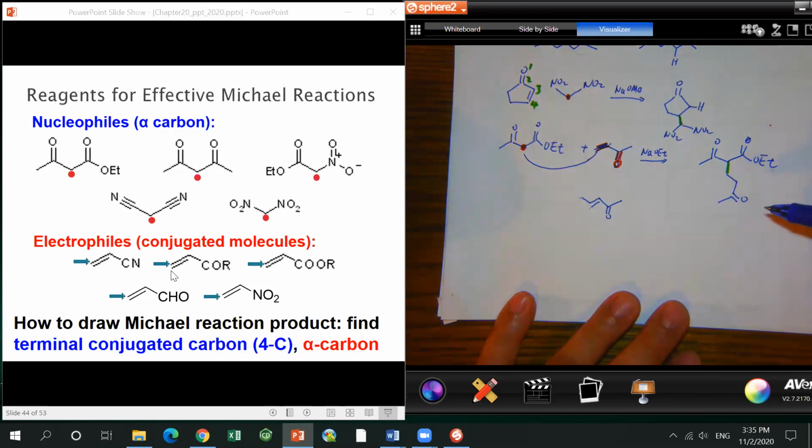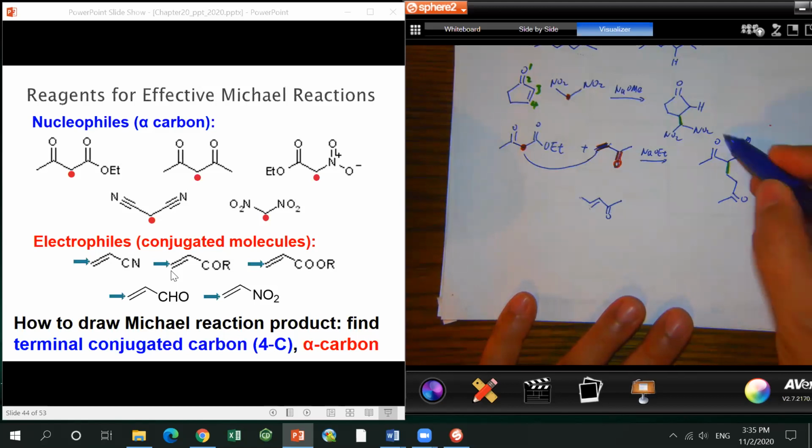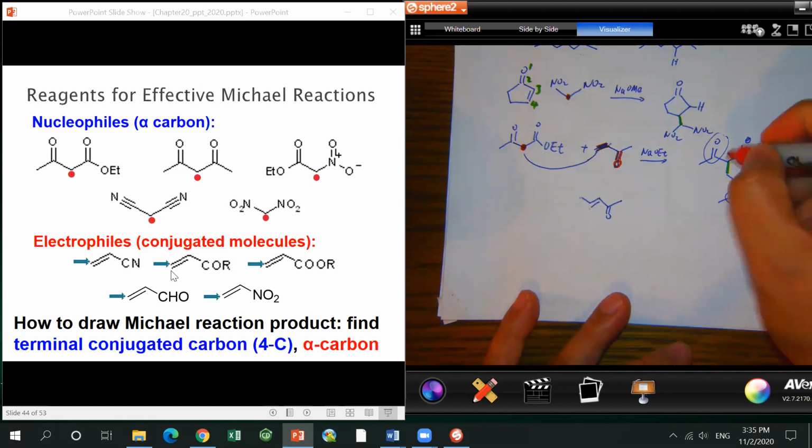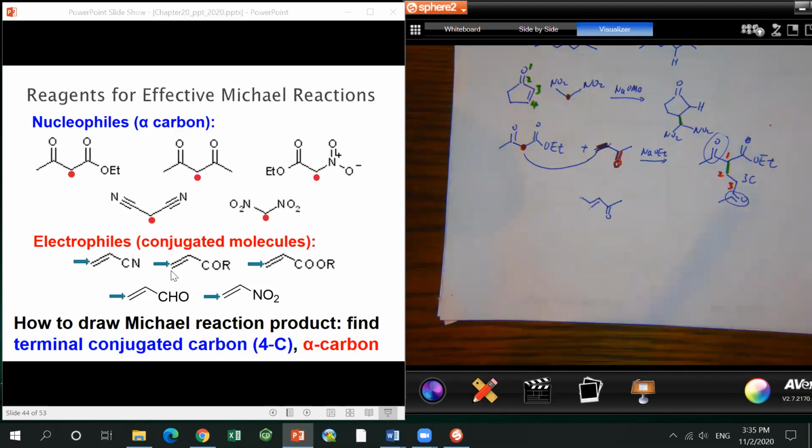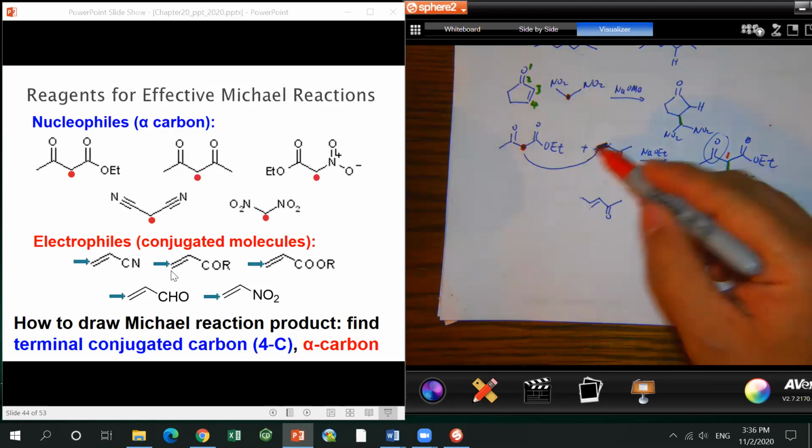So we go back here. There's one way to help you draw the right Michael addition product. We count the carbons between the two carbonyl groups. This one and this one. It should be 3 carbons: 1, 2, 3. If you draw the product and find 3 carbons between the two carbonyl groups, that pretty much means you drew the right product, because one is the carbonyl carbon and another 2 come from the conjugated C=C double bond.